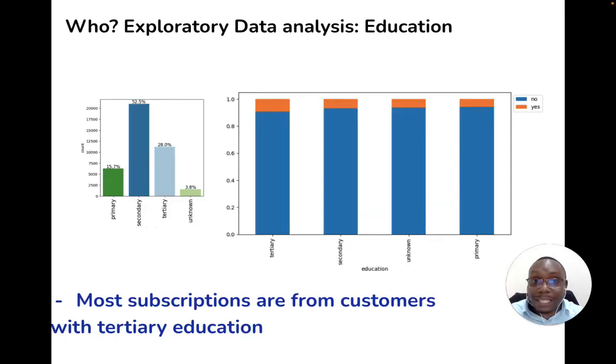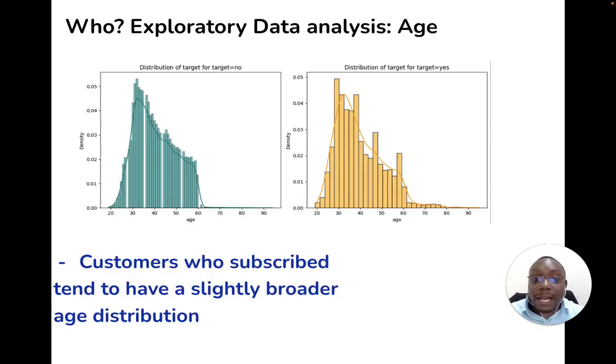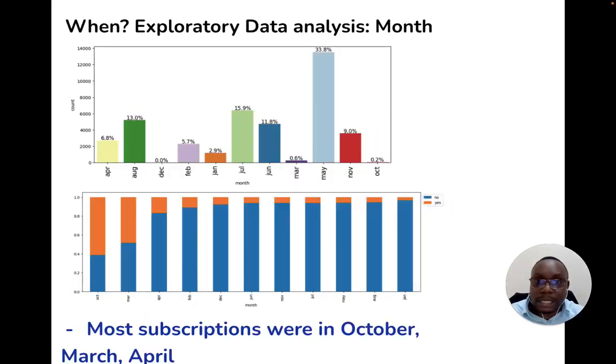Further exploratory data analysis revealed that most subscriptions come from customers with tertiary education. Students and retired workers subscribe more. Customers who subscribe tend to have a slightly broader age distribution. We see a peak in the ages of the late 20s and early 30s, but customers subscribe even in their late ages above 60. So age is widely distributed for all the different customers.